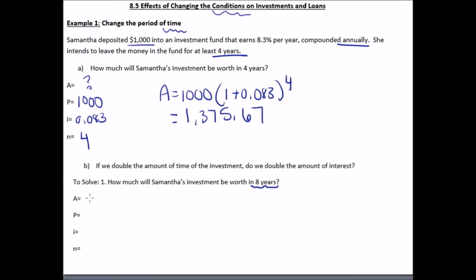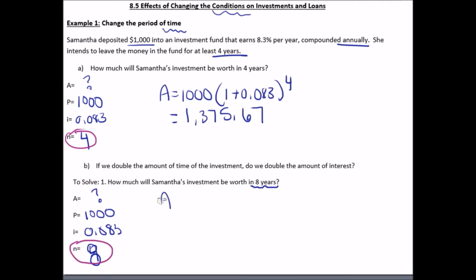Okay, so the amount still, we're going to solve. She still only put in $1,000 and 8.3% for a year. Or no, now we have 8 years. So this piece of information right here, this is the piece of information that's changed. We're going to compare the number of years.